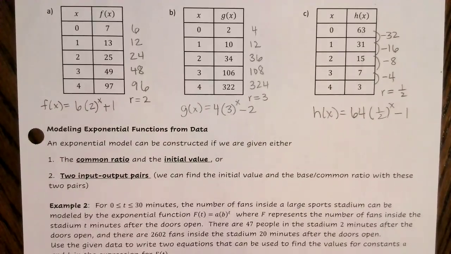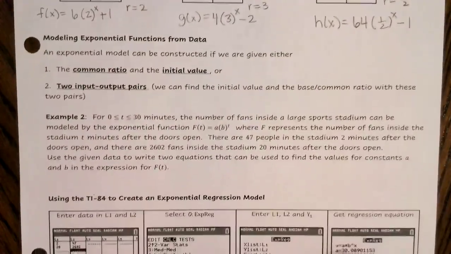All right, so to write those exponential functions, we need a common ratio and we need the initial value. And so if you've got both of those, that's the easiest way to write. If you don't, again, if you've got 2 input or output values, then you're also able to find the equation that way. So we're going to look at a second one here.